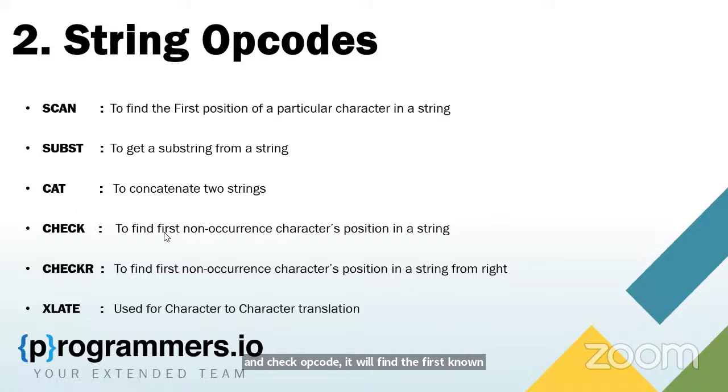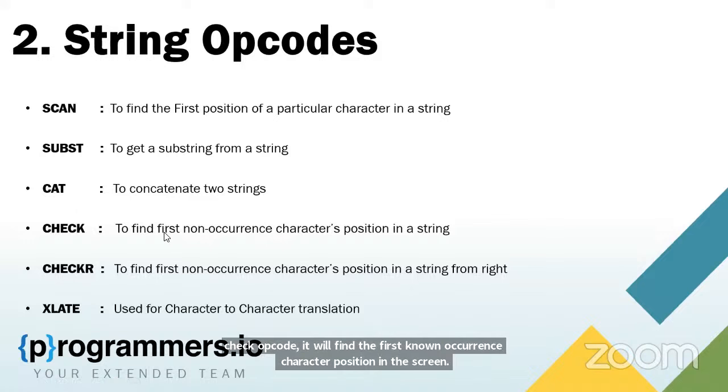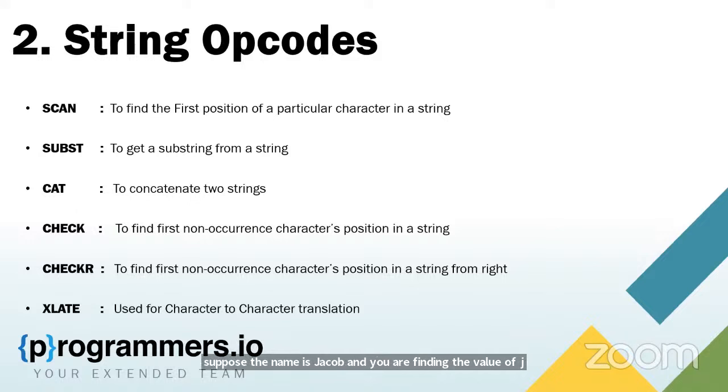Let's suppose the name is Jacob and you are checking for the value J. In the first position, it will get the matching position, that is J equal to J. But in the second position, we have the character A, so it will give the index value of that A character. We will see this opcode with an example as well.